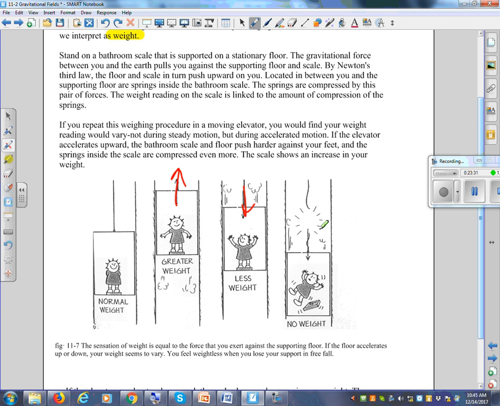And then, of course, if the cable breaks, and no one wants that to ever happen, you would have no weight. Well, for a moment or two, it would be exciting, wouldn't it?